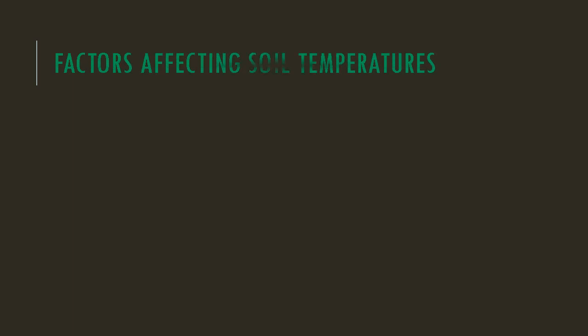Ladies and gentlemen, what are the factors affecting soil temperatures? One, we have soil color. A soil that is bright in color, you expect it to have low soil temperature because most of the sunlight is reflected, compared to a soil which is dark in color, which ends up absorbing the heat from the sun. Then we also want to talk about the relief.